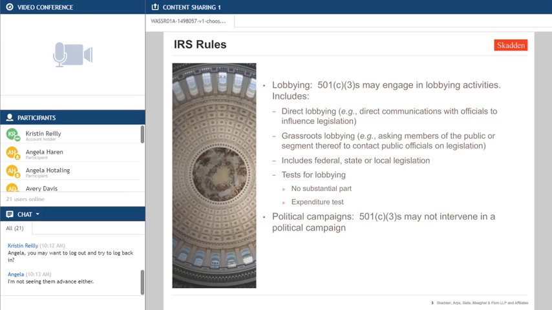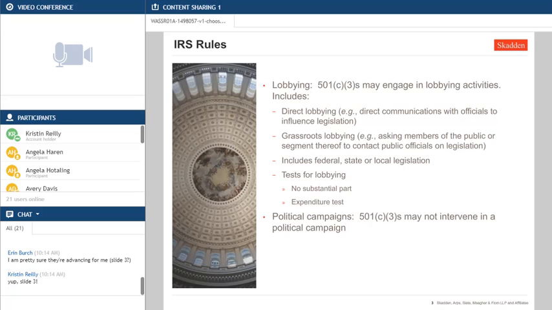So that's the fourth dash there. The top two dashes are the kinds of lobbying that you typically are going to be engaging in. And it sounds like most of the people here are going to be engaging in direct lobbying. You're going to have direct communications with officials to influence some pending legislation in Congress.